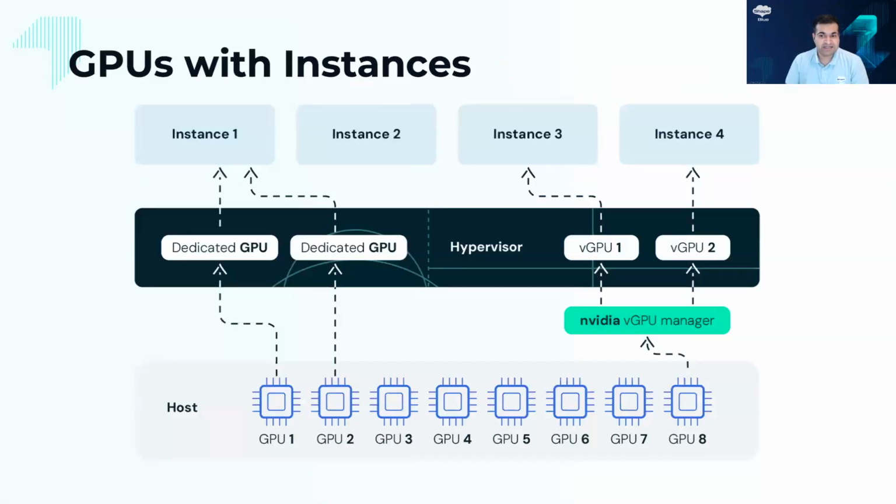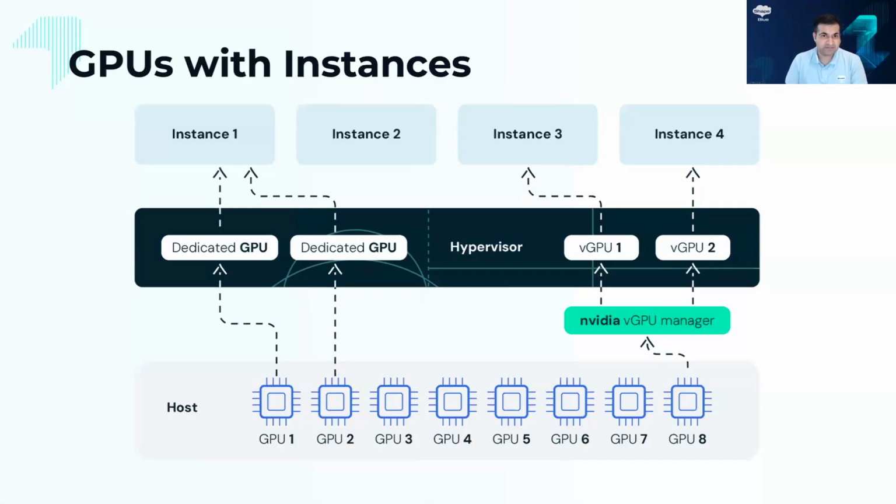This is what, on a high level, it looks like on a per host basis. So on a KVM host having multiple GPUs, we want to be able to attach a physical GPU, i.e. a dedicated GPU, one or more GPUs to an instance, but we also wanted an ability to use virtual GPUs or vGPUs. In this example, you can see the NVIDIA vGPU manager has sliced and partitioned a physical GPU, which can be plugged to one or more instances.